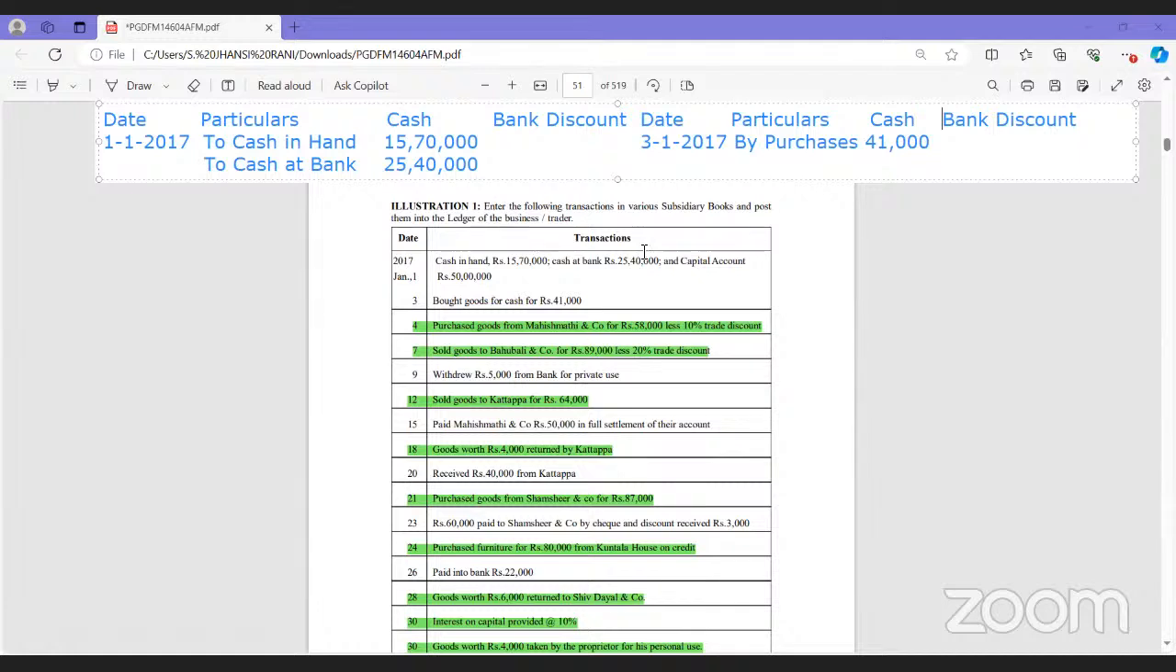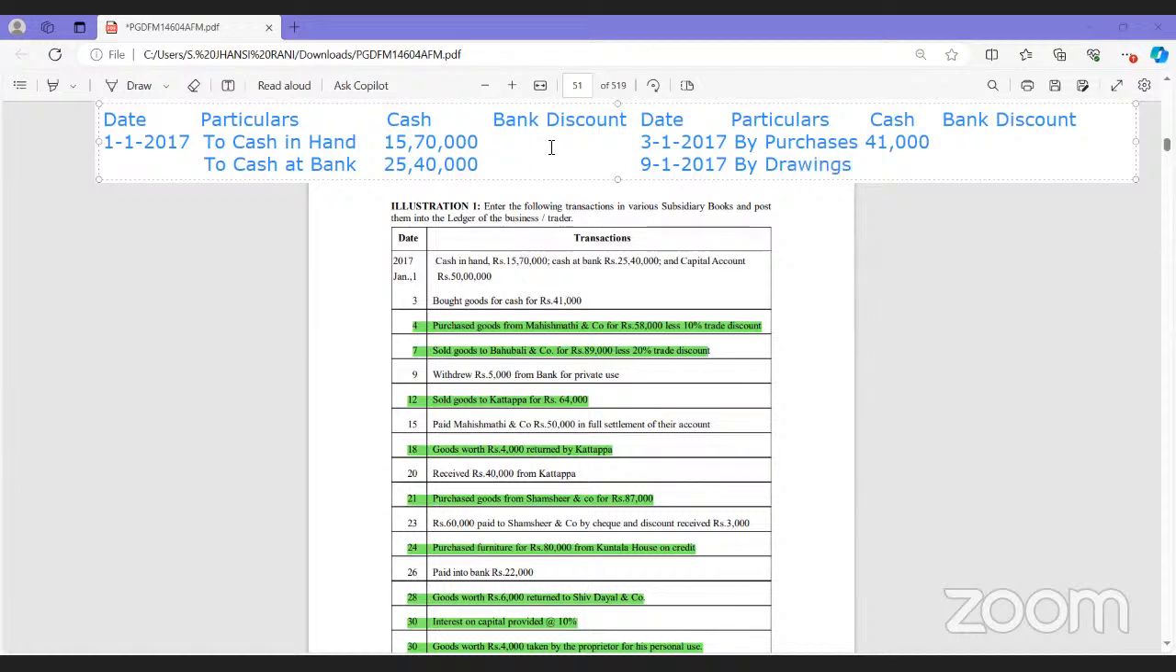So I will write it's a payment. So I'll write on the credit side. All payments will be on the credit side and the date is 9/1/2017. Whenever anything is withdrawn by the owner, we call it drawing.